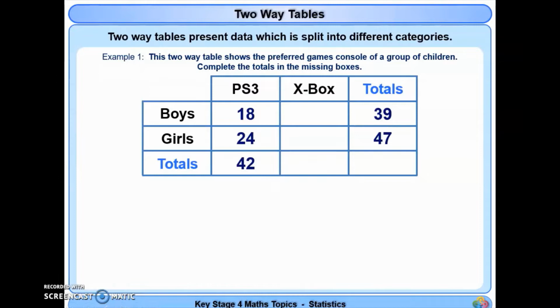A very common exam question is that you'll be asked to complete the two-way table when you're given a half-completed two-way table. So we need to go through and do some calculations, maybe some additions or subtracts, in order to fill in the missing boxes of the two-way table.